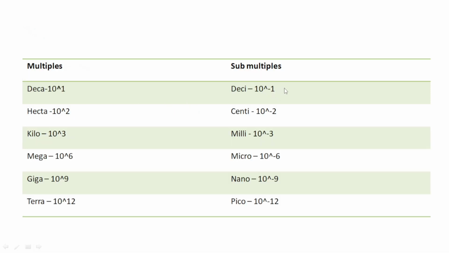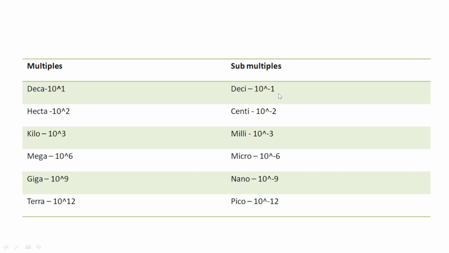Now this topic is multiples and submultiples. We will discuss multiples. Deca means 10 to the power 1. Hecto means 10 to the power 2. Kilo means 10 to the power 3. Mega means 10 to the power 6. Giga means 10 to the power 9. Tera means 10 to the power 12.